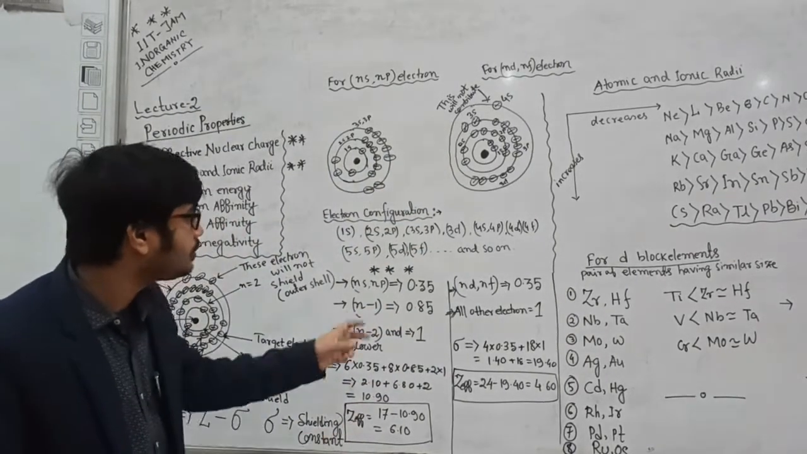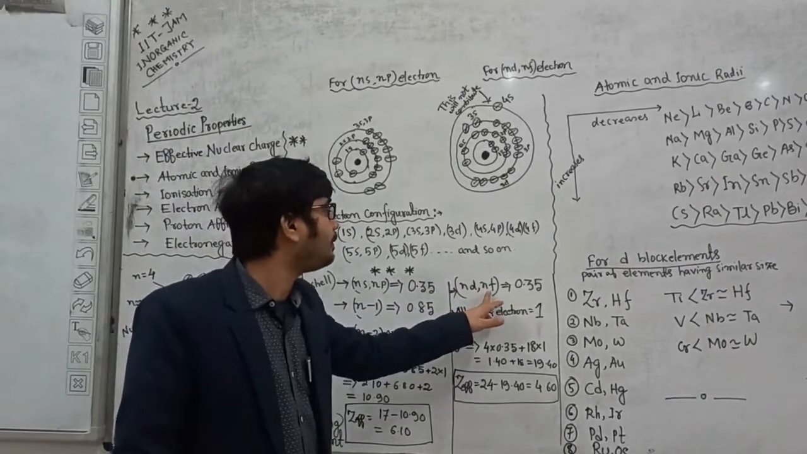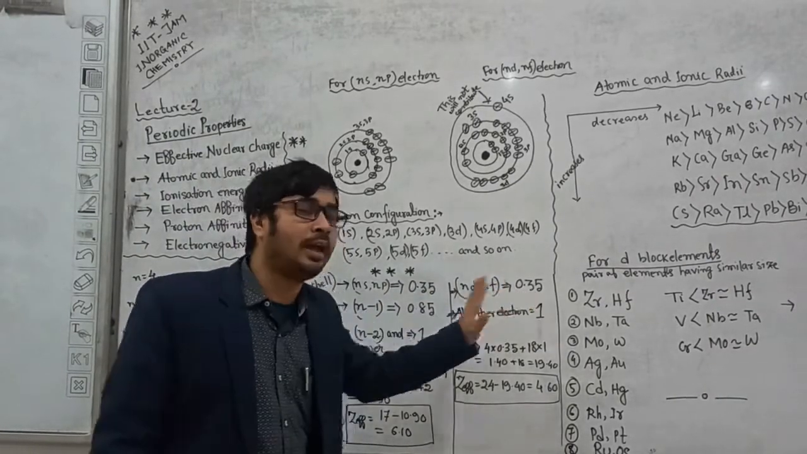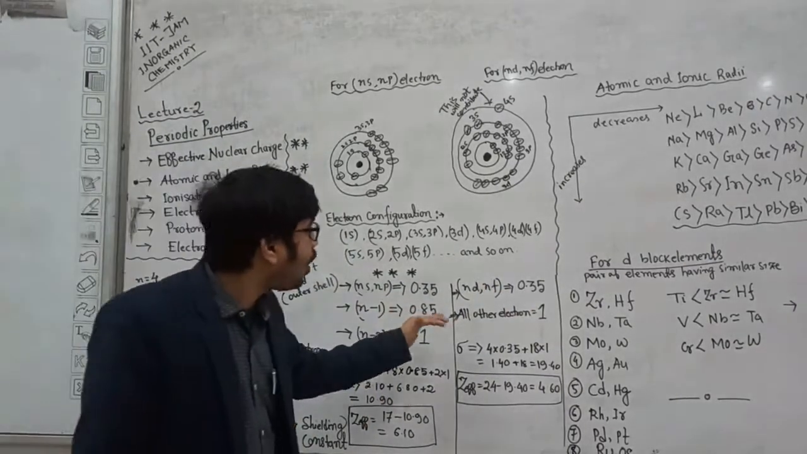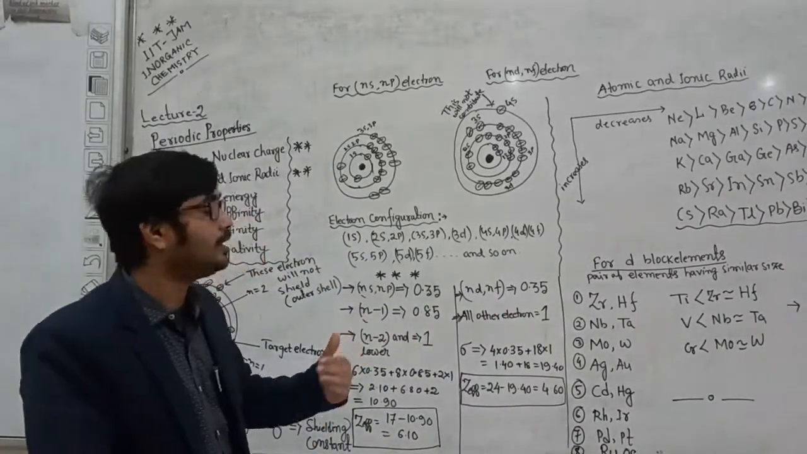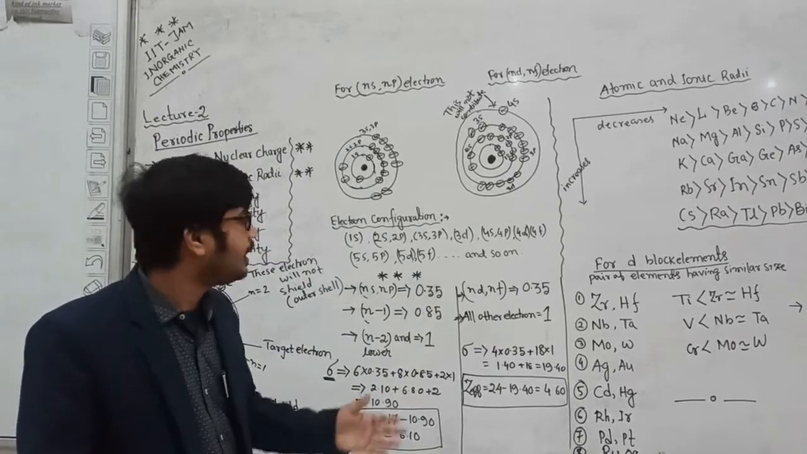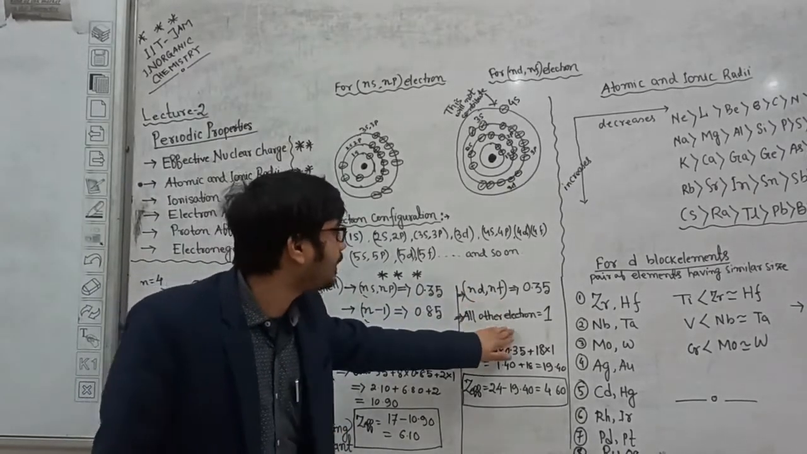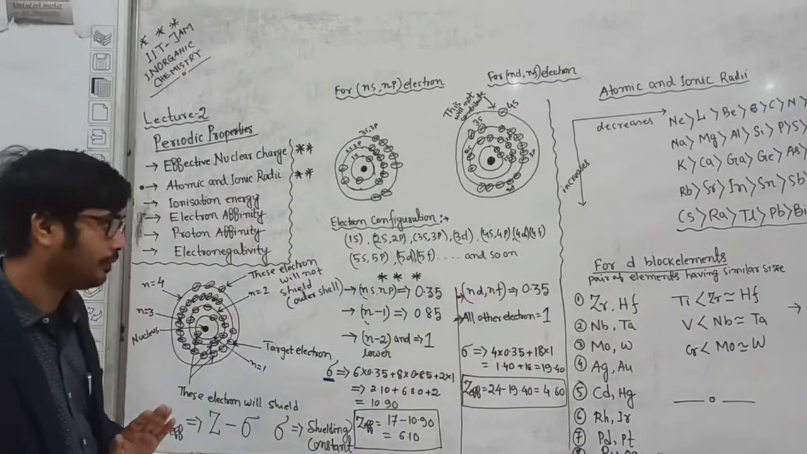So now what are the rules? For all other d and f electrons they will contribute 0.35. All other electrons except d and f, whether it is n minus 1 or n minus 2, you need not worry about it. Except d and f electrons, all other electrons will be contributing 1.